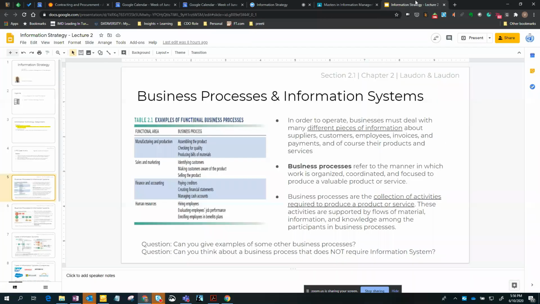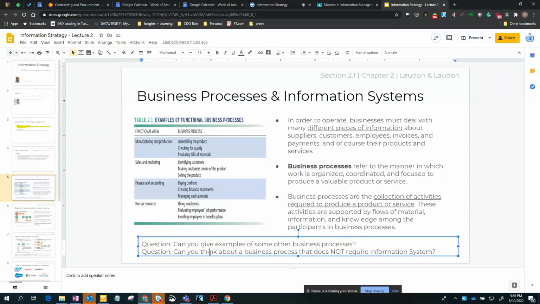Okay, let me go back. Also, another question that I have is, again, just to give you the importance of information systems. Can we think about a business process that does not require information systems? For example, in the past, we would send each other handwritten letters, and so we write the letter on a paper, we take it to a post office, we put it in a post office.